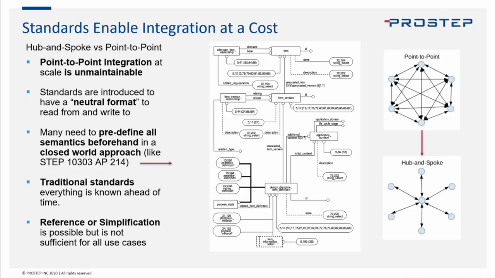So if you're trying to move data between two places, you either have to create a bridge between those different systems, or you need to enable a standard that can exist on its own. And really what you're trying to do is move from this point-to-point to a hub-and-spoke kind of model, where that standard allows you to integrate and interoperate with other systems without the need of building that point-to-point style bridge. Now, there are some caveats to that.